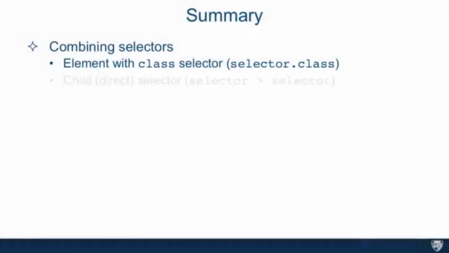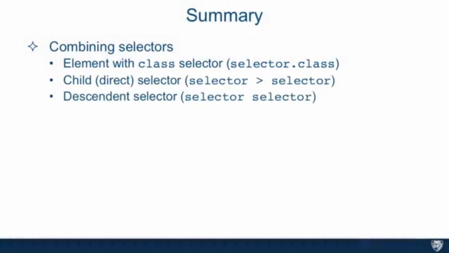So to summarize, we looked at different ways of combining selectors. We looked at element with class selector, which is a selector without a space followed by a class definition. We looked at child direct selector, which is a selector with an angle bracket followed by another selector. And we looked at a descendant selector, which is a selector with a space followed by another selector. And notice that I'm using the word selector, not necessarily element, just to remind you that it doesn't have to be an element. It could be any selector that is used in a combination with another selector.